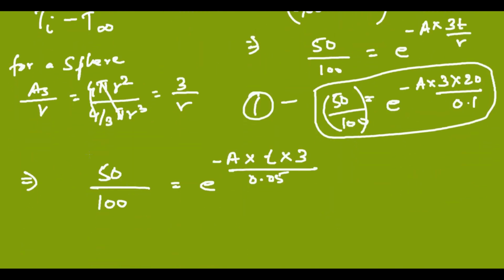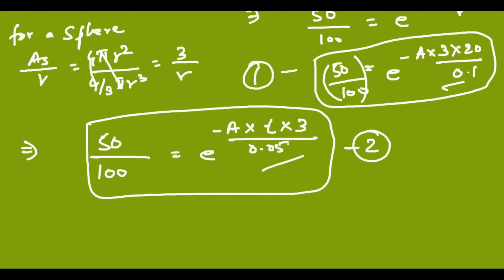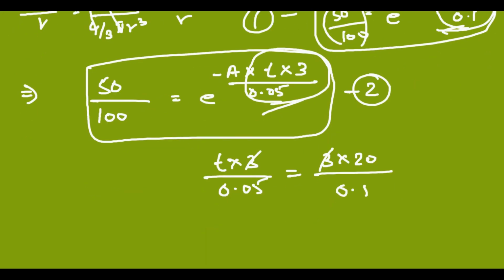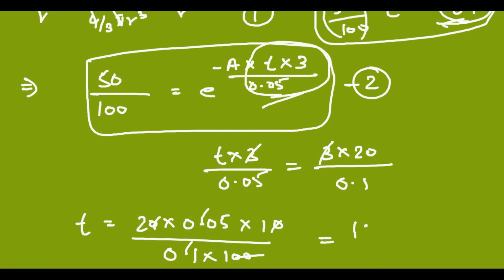From these two equations, 1 and 2, it is easily noticeable that I can simply equate both of these terms, because everything is the same. So t into 3 by 0.05, I am comparing this term with this term. I don't have to take log and all because it is a simple calculation. So it equals 3 into 20 by 0.1. The value of t can be easily found out. 3 gets cancelled. What we have is t equals 20 into 0.05 divided by 0.1. This is 100, these two zeros cancel with those two, so 5 2s are 10 minutes.